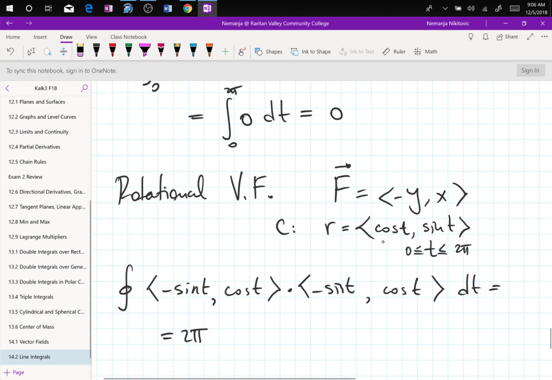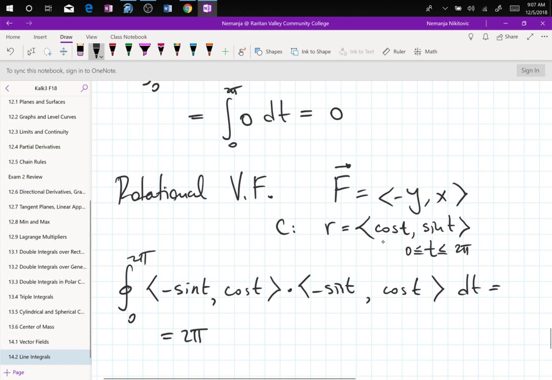Oh, I forgot to put the limits. Limits are 0 to 2 pi. Because sine, what's a sine? Negative sine times negative sine. Sine squared. And cosine times cosine? Sine squared plus cosine squared is 1. Integral of 1 is t. Plug in 2 pi minus 0, right? So 2 pi minus 0 is 2 pi.